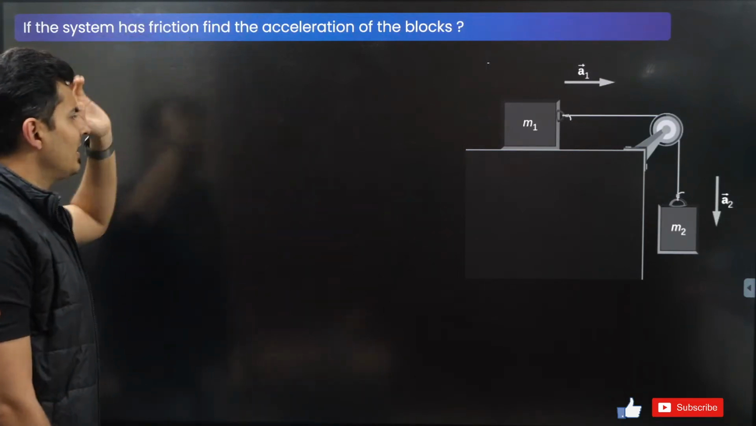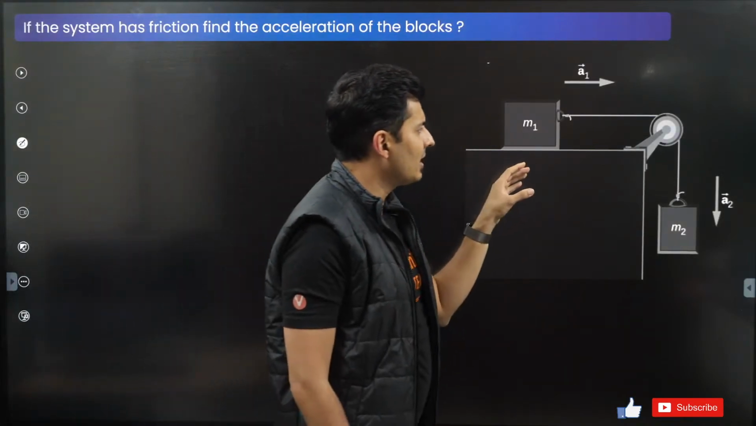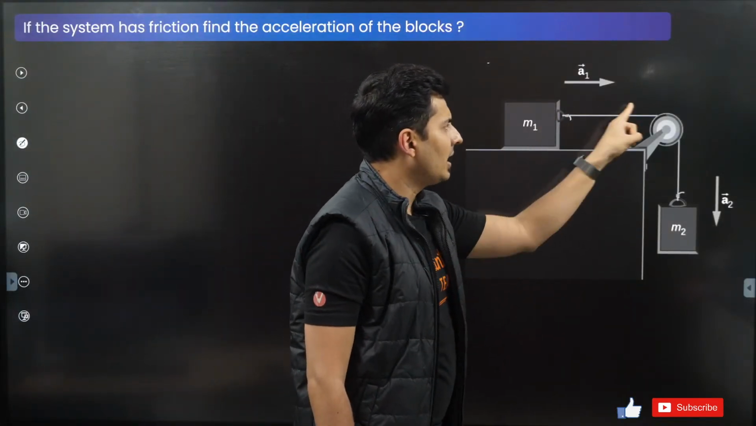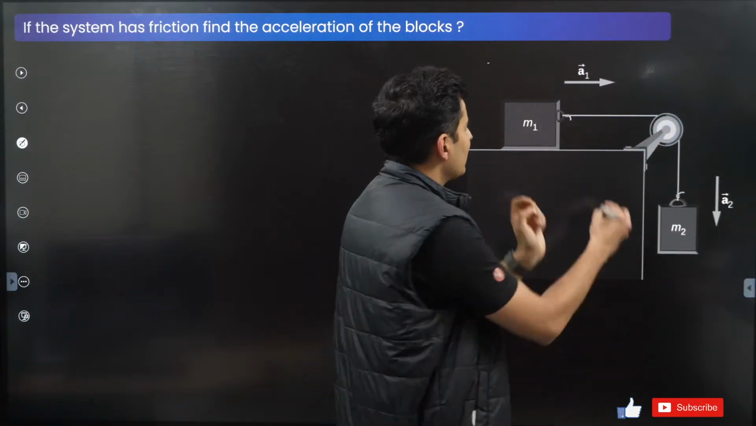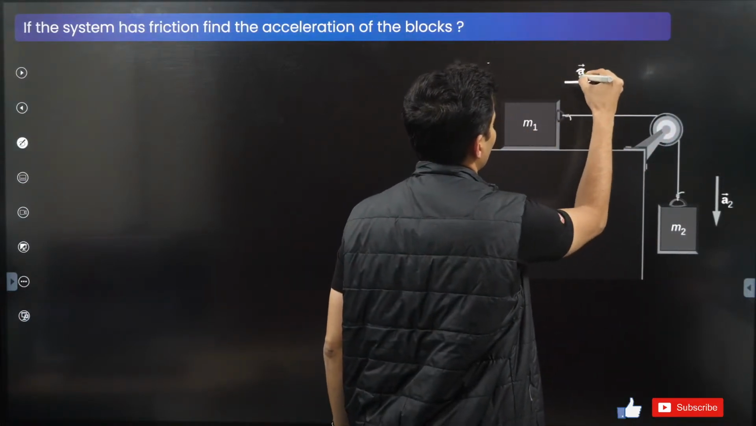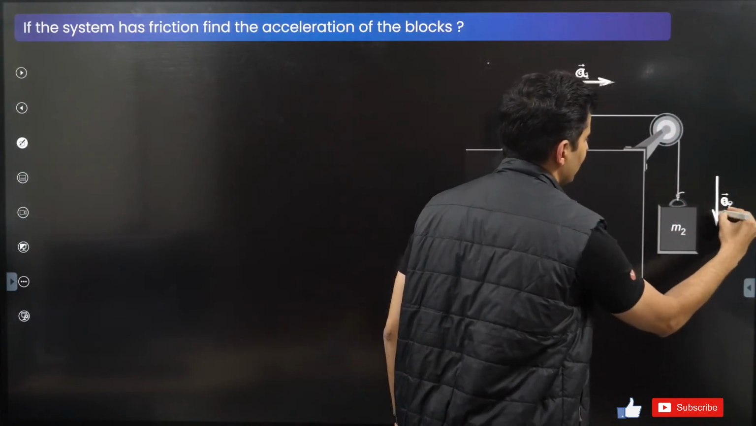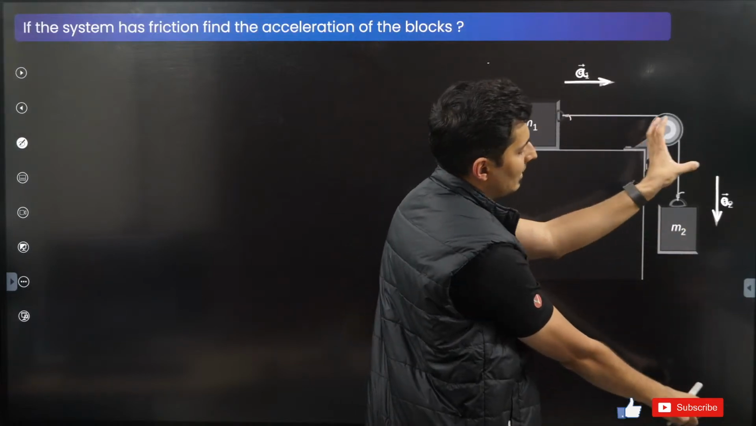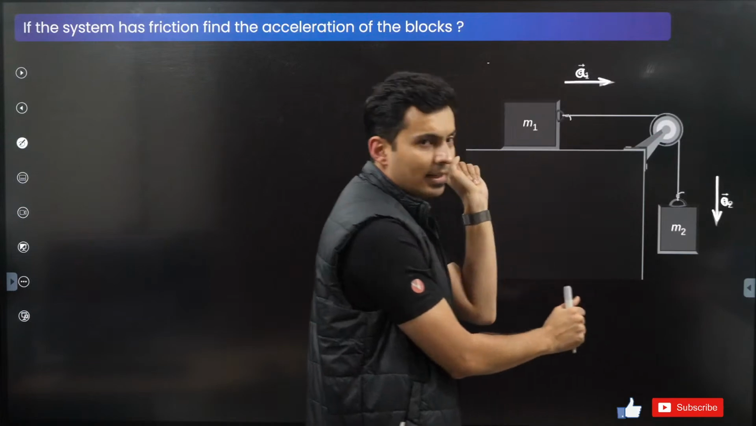Come on guys, find the acceleration of these blocks in this particular system. One block on the rough surface. The block is tied via a string to another block which goes over a pulley. This block will accelerate this way. This block will accelerate downwards with the same acceleration. Whatever this guy does, this guy will also do the same thing but in a different direction. That's it. This goes down, this goes right.